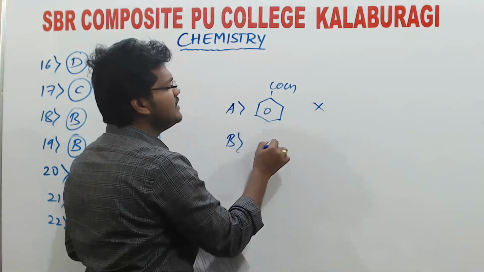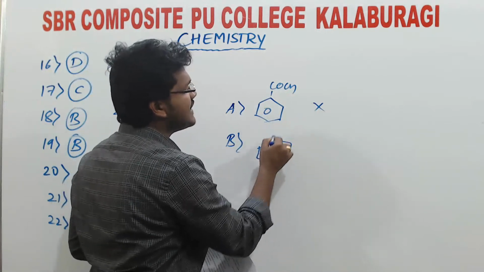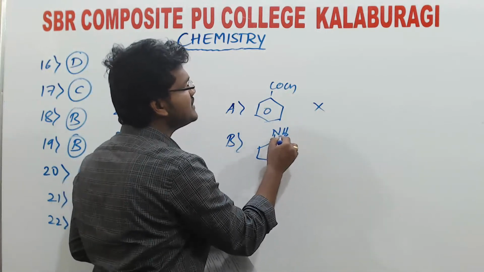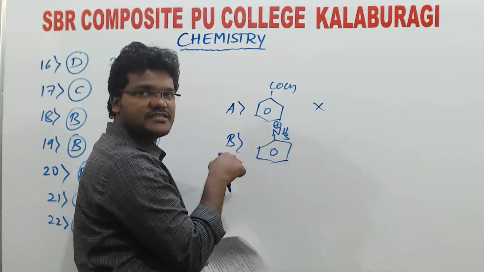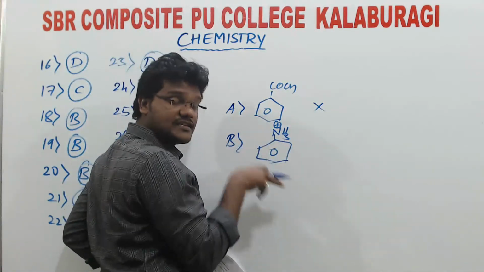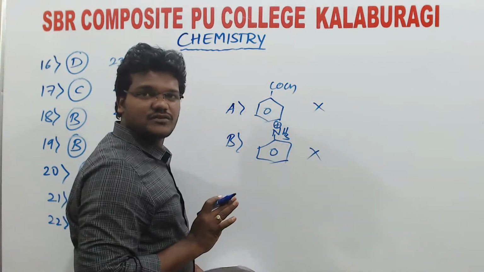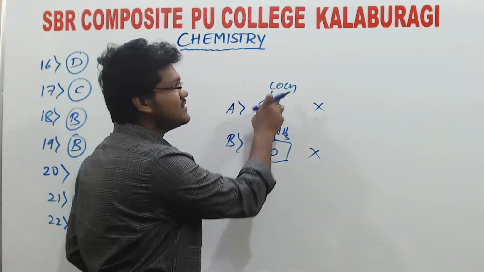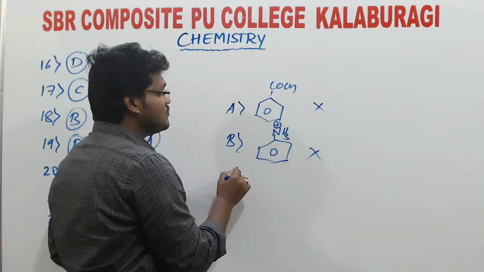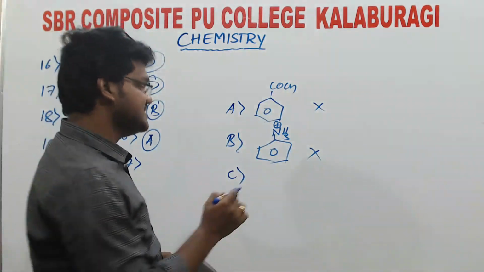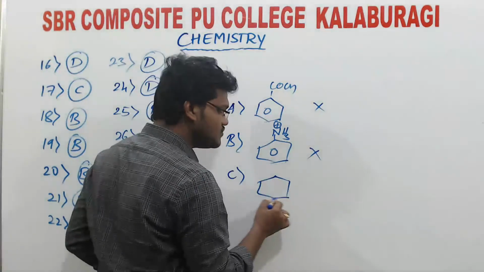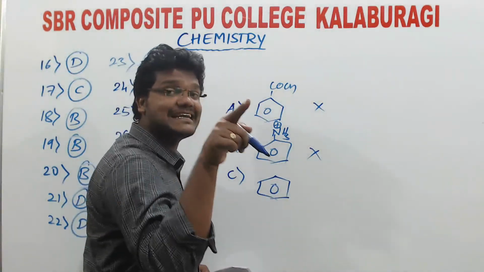Let's go for B. B is anilinium ion. They said anilinium ion is nothing but my NH3 plus. NH2 is aniline; NH3 plus means anilinium ion. Anilinium ion also won't support electrophilic substitution reaction as it is electron withdrawing. So let's go for C. C is benzene. Okay, it undergoes electrophilic substitution reaction, but they are asking readily.